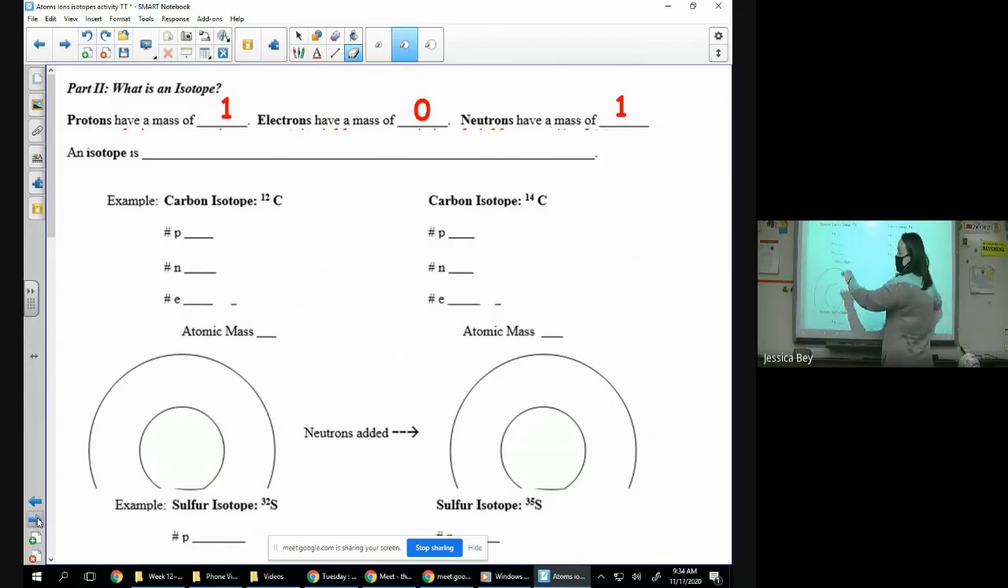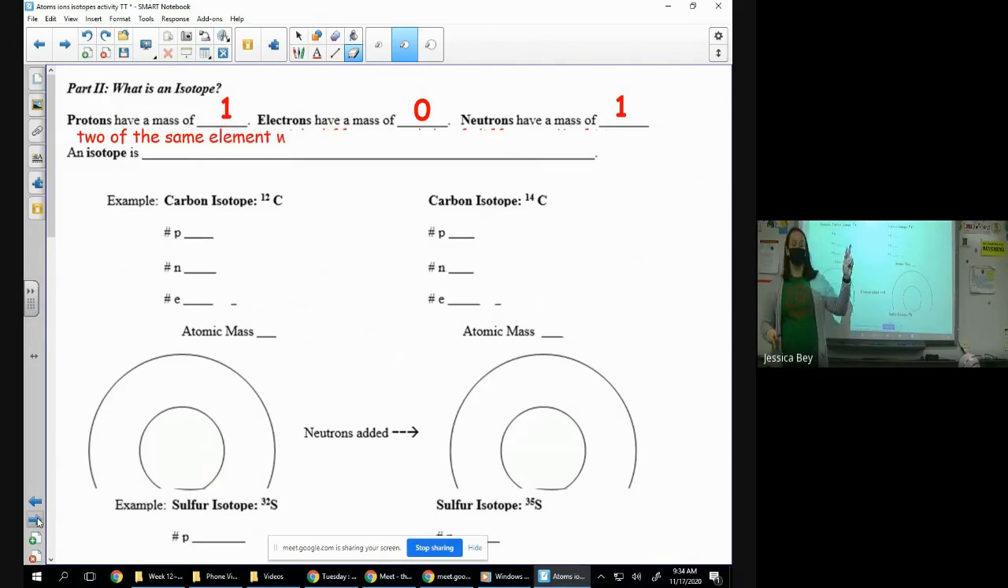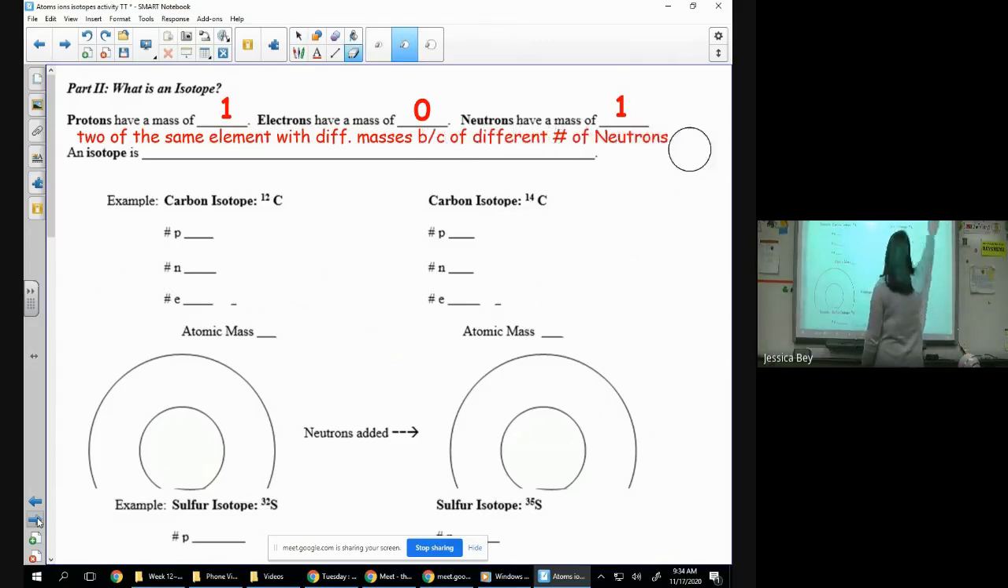Isotopes, like I said, you're going to see these on your quiz. Isotopes are 2 of the same element. Perfect. Very good. 2 of the same element that have a different mass. And the reason they have a different mass is because of their neutrons. 2 of the same element with the same or different masses because one has more or less neutrons than the other.